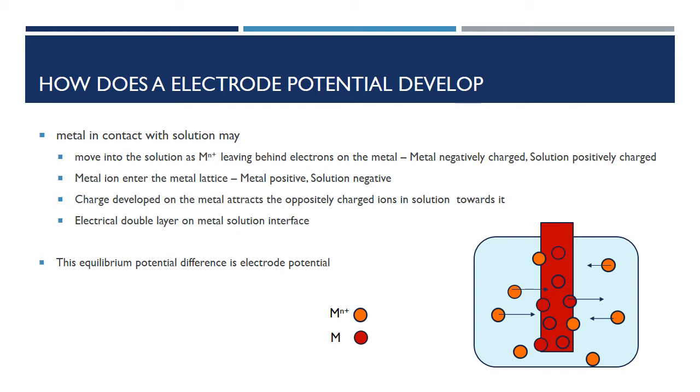As can be seen in this diagram, the brownish red colored circles represent the atoms of a metal that is moving away from the rod into the solution. On the other hand, the orangish red colored circles represent metal ions that are moving in from the solution to the metal lattice.